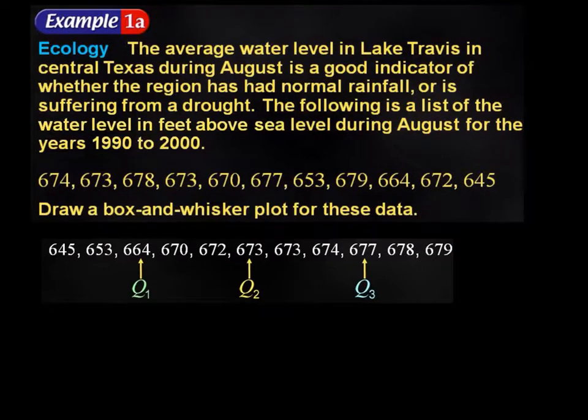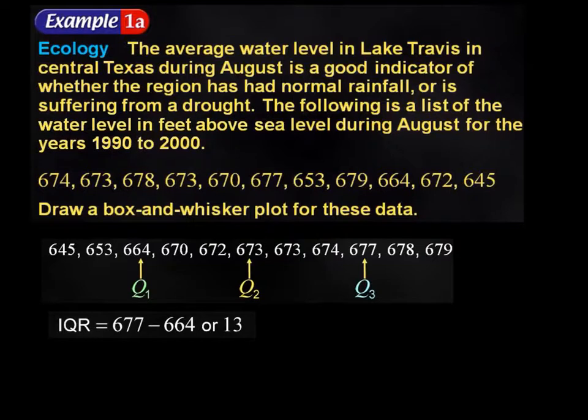First, we need to list the data in order from least to greatest. And conveniently, there are 11 pieces of data, so our median, or Q2, is going to be 1, 2, 3, 4, 5, and then there's our sixth one. It should leave us 1, 2, 3, 4, 5 on the other side. And then for Q1, there's 2 and 2, so it's the middle of the bottom half, and Q3, 2 and 2, is the middle of the top half.